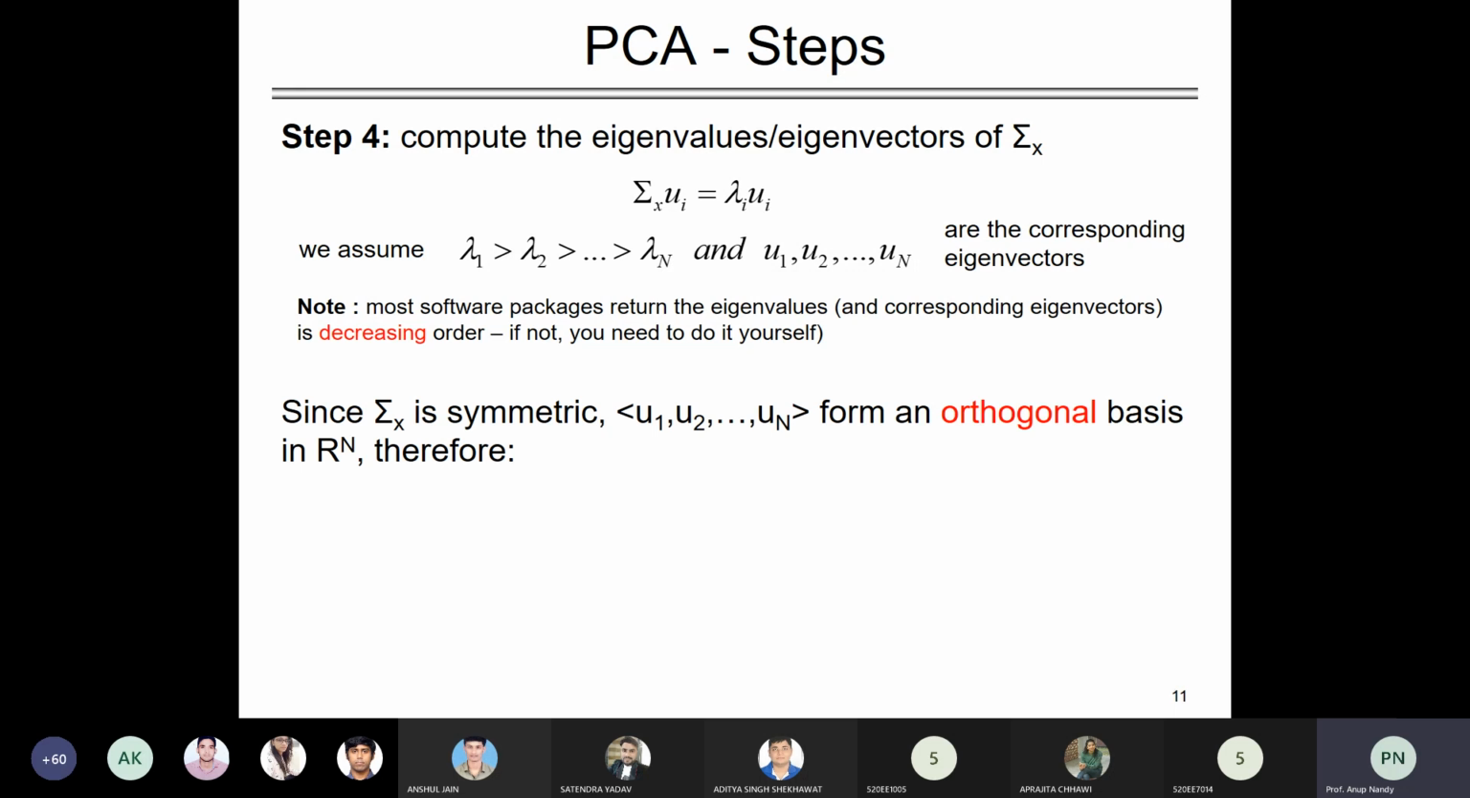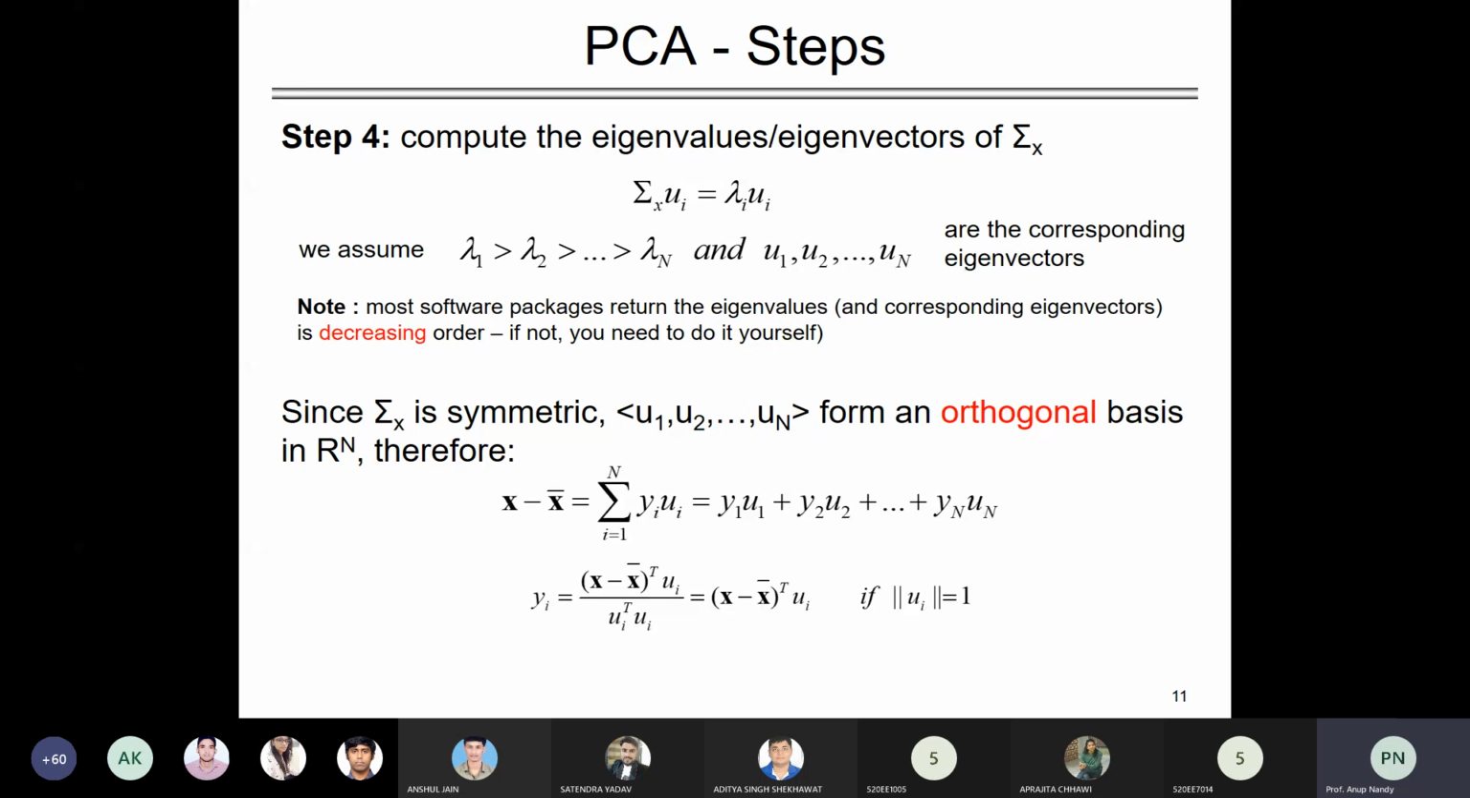Now obviously it is a symmetric matrix, so mu 1, mu 2, mu n, the eigenvectors that you have computed, form an orthogonal basis in the n-dimensional real space. Therefore, see the information loss: x minus x bar is the sum over i is equal to 1 to n of yi ui, which is y1 u1 plus y2 u2 plus up to yn un, and how is the yi going to be computed? yi is equal to x minus x bar, meaning how much deviation there is from the mean, transpose of ui.